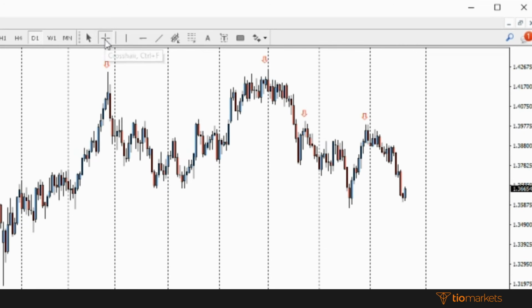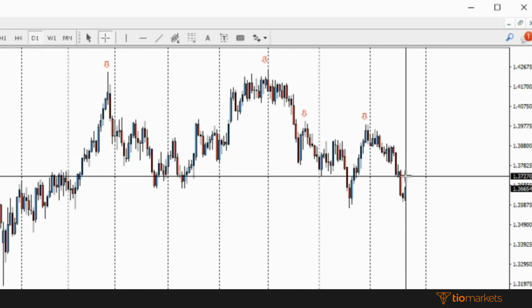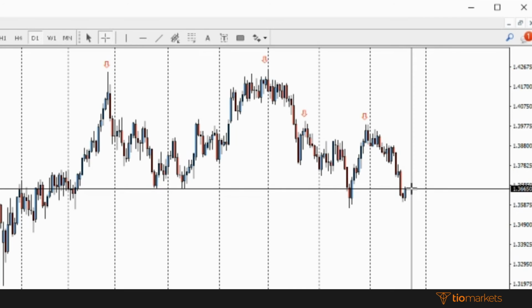I'm going to take the crosshair tool, and I'm going to click, hold, and drag from the current market price. What I'm interested in is that middle number, which is measuring the distance in pips. So from the current market price to above these relative highs, it's potentially 400 pips. Above these relative highs, it's 650 pips.